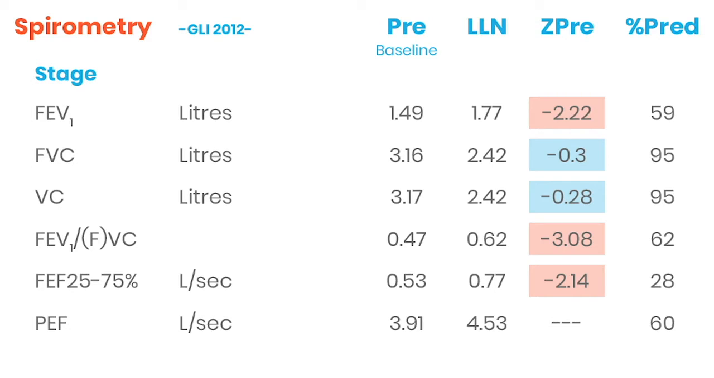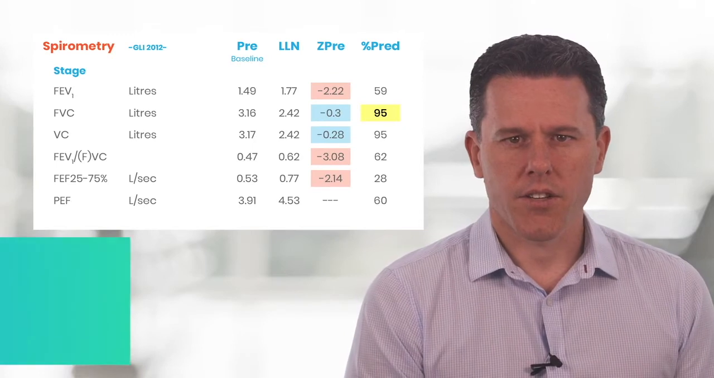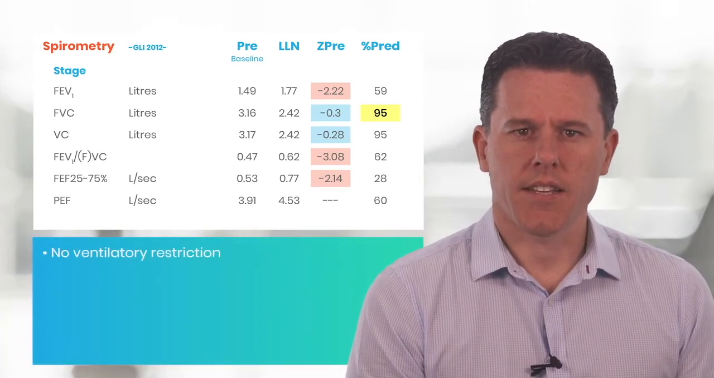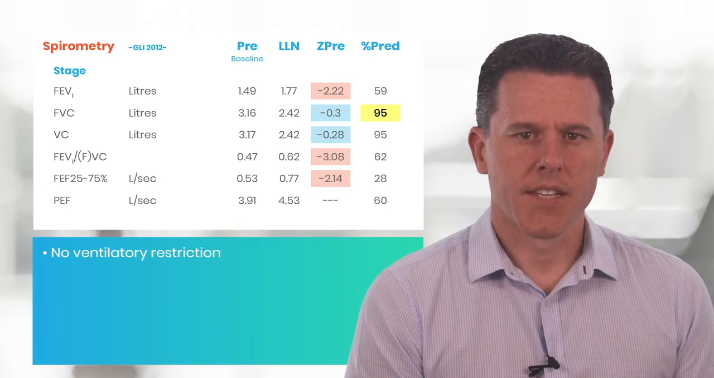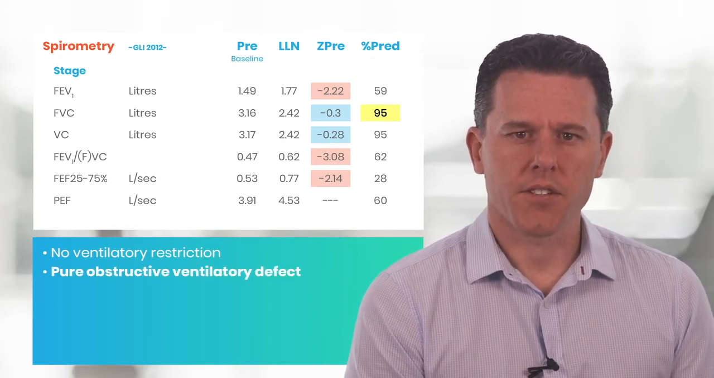The second number to look at is the forced vital capacity, because the forced vital capacity tells us, is there airflow restriction or not? And we'll look at that as a percentage of predicted. As we saw before, we have a lower limit for normal, but in general terms, we use 80% as the percentage of predicted to determine whether it's normal or not. And so for this case, the forced vital capacity is 95% of predicted. So the forced vital capacity is normal, so we can say that there's no ventilatory restriction. So this patient has a pure obstructive ventilatory defect.